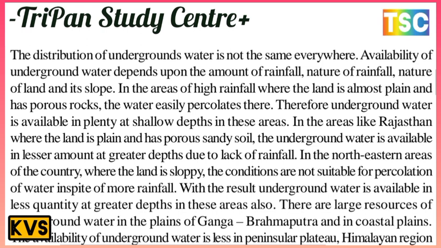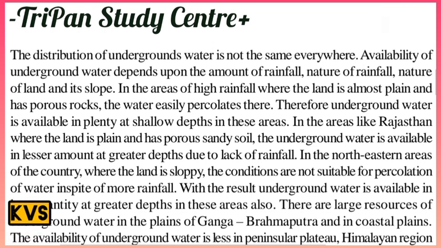In areas like Rajasthan, where the land is plain and has sandy soil, underground water is available in a lesser amount at a great depth due to the lack of rainfall. In the north-eastern area of the country, where the land is sloping, the conditions are not suitable for percolation of water in spite of more rainfall. As a result, underground water is available in less quantity at a great depth in this area also.